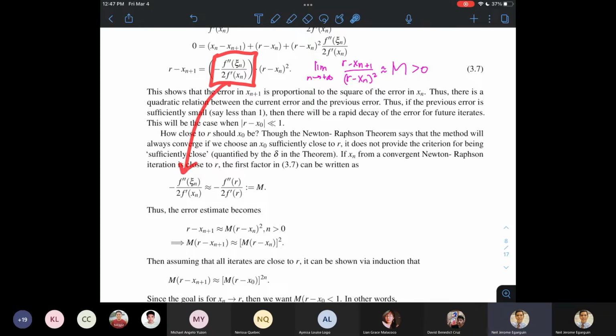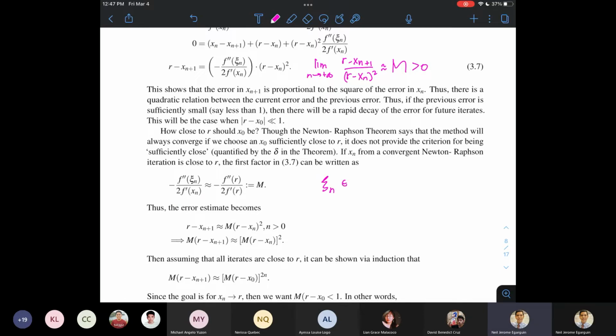tatawagin ko siya, so kinapi ko siya dyan. Tapos kapag si X sub n ay malapit na dun sa root, if it is sufficiently close to the root, then this guy is approximately equal to 2f prime of r. Okay? And then since c sub n is chosen to be a number between r and x sub n, all right? Tapos kung malapit na si r at saka si x sub n sa isa't isa, therefore si c sub n malapit na rin siya kay r. Kaya yung numerator pwede kong palitan ng f double prime of r.